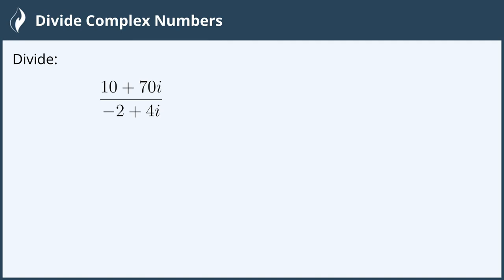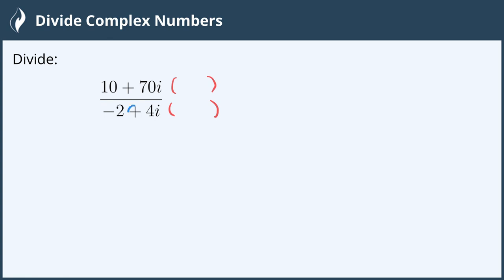Hi everyone! In this video, we will divide complex numbers. Divide 10 plus 70i divided by negative 2 plus 4i. To divide complex numbers, this means that we multiply numerator and denominator by the conjugate of the denominator.